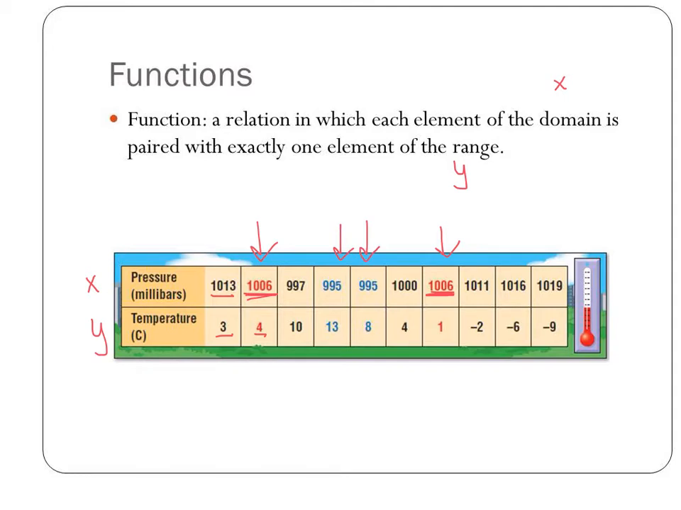But that's not true. And not true for the 995. So if every x just has one y, then it's a function. But here we have several x's that have multiple y's. That is not a function.